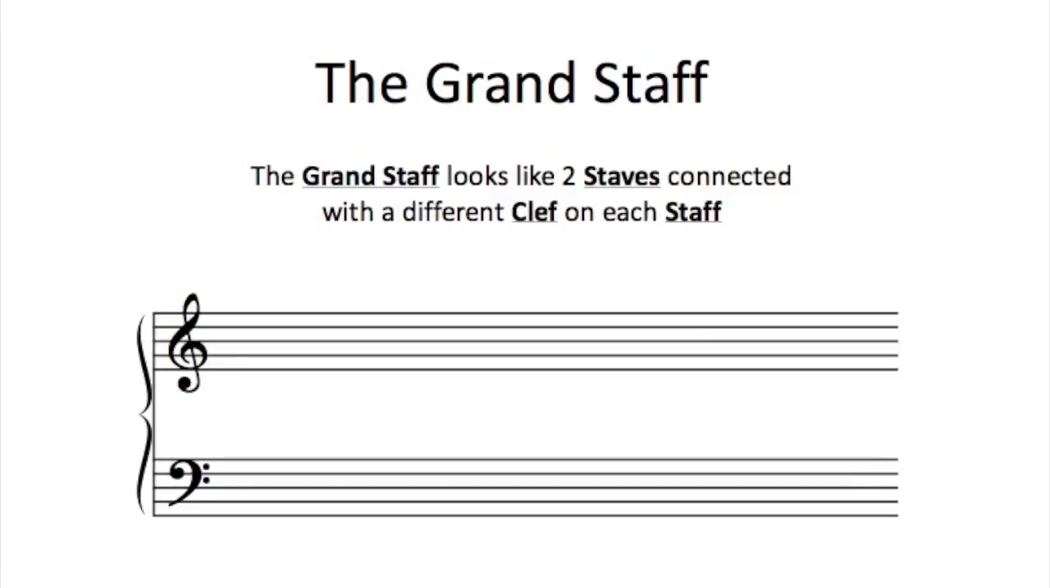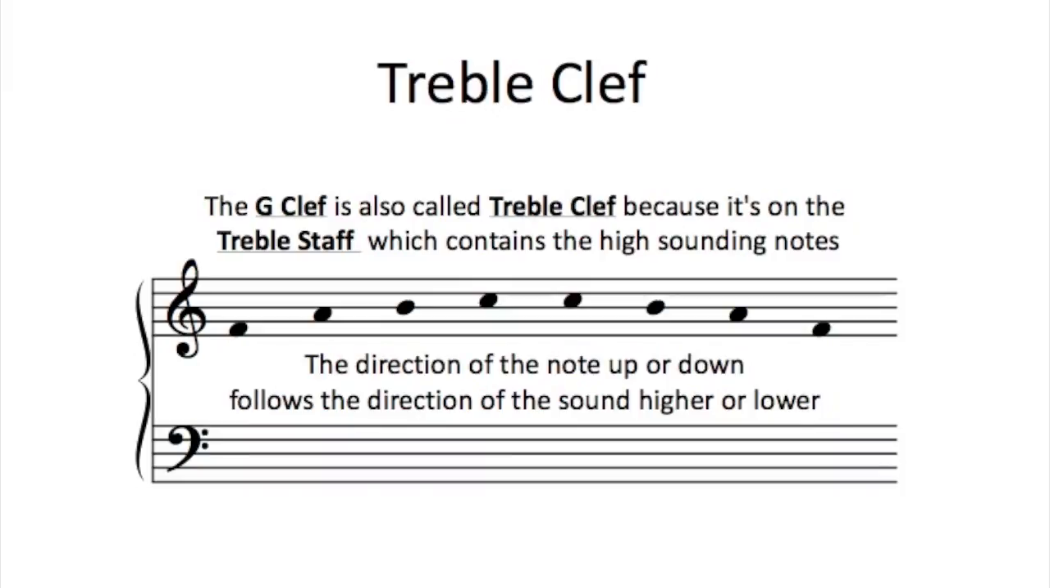The reason the G clef is on the top staff is because it is also known as the treble clef. It is known as the treble clef because the staff containing the treble clef will also contain the high-sounding notes. Treble meaning high. And remember, the higher the note heads get on the treble staff, the higher each individual pitch will become.